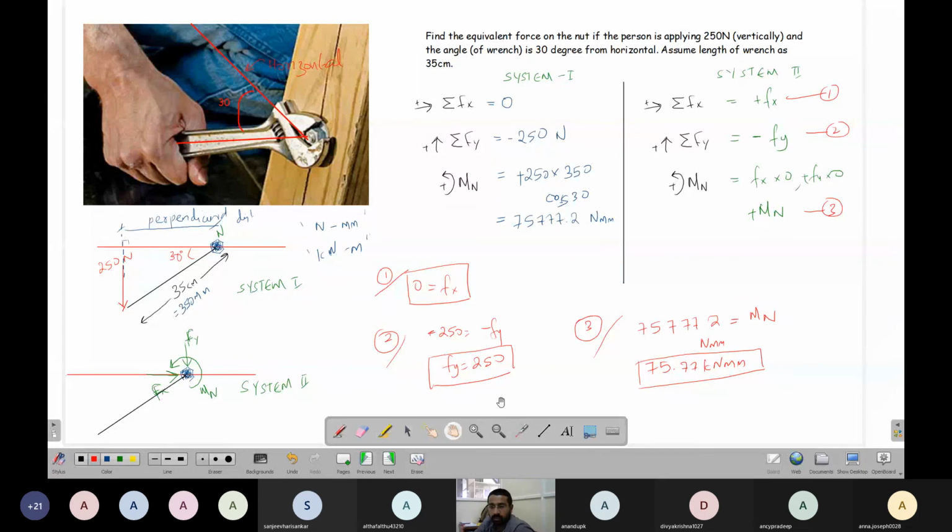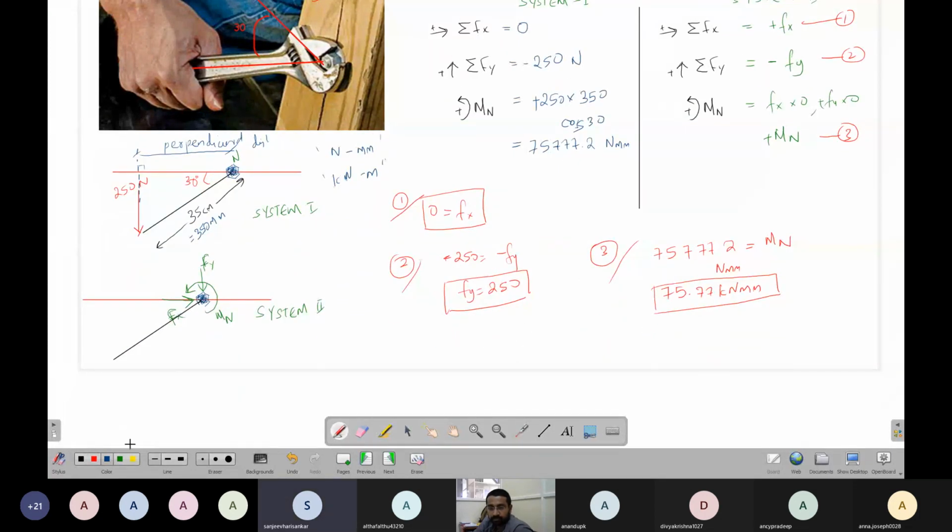In the nut there is a moment like this, 75.77 kilo Newton millimeter, and a force like this in the Fy direction, 250. We assume this direction because we want the positive as positive. So this is the force acting on the nut, transferred from the wrench; in effect the nut experiences this force and this moment. That is why we study force transfer: a force applied on one system goes to another system, and we get an idea of how much force goes there. I hope this is clear.